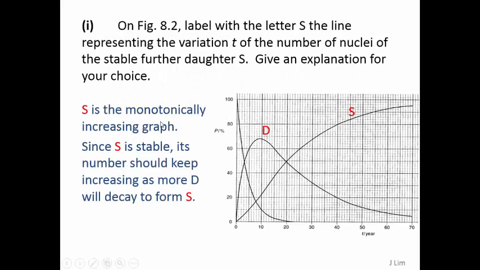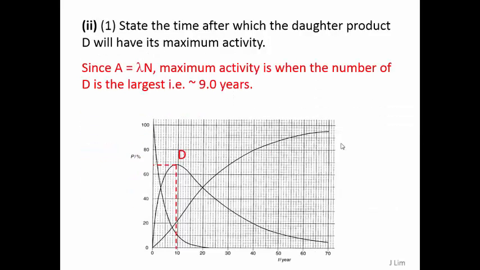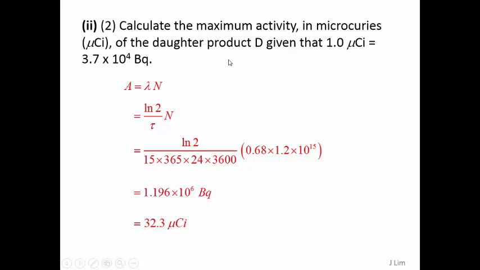S is the monotonically increasing graph. Since S is stable, its number should keep increasing as more daughter D will decay to form S. Since activity is lambda n, the maximum activity is when the number of D is largest, that's around 9 years, as shown in the graph. The maximum activity is 32.3 microcurie.